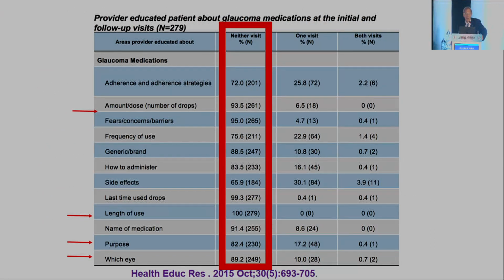You can see that at the initial visit, the 1 month and 3 month visit, the doctors did not talk at all about how many drops they were supposed to take, how long they're going to use it, why they were taking it, and even which eye to put it in. This is pretty horrible data. I mean, we do a horrible job.